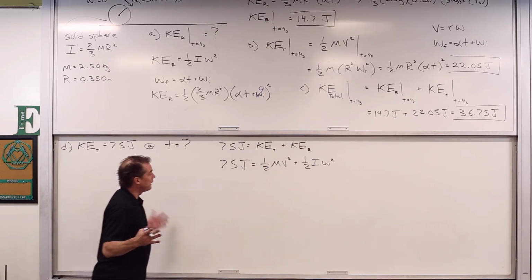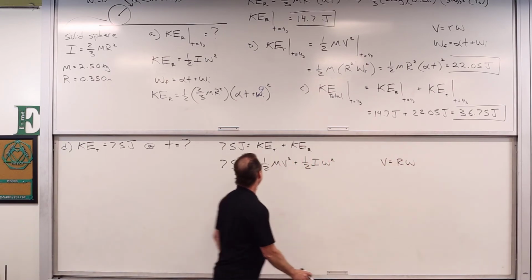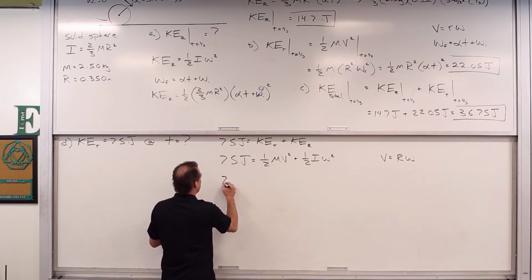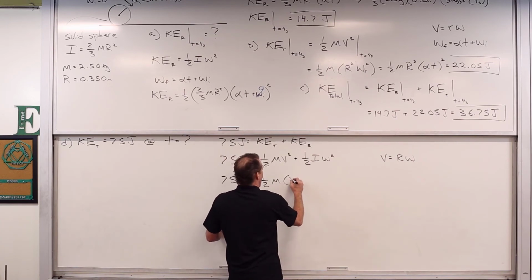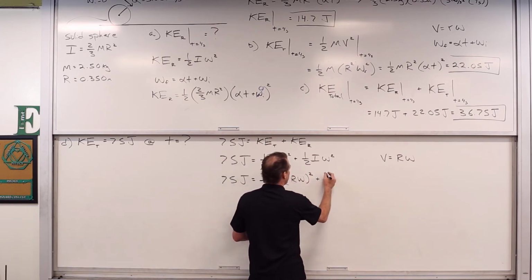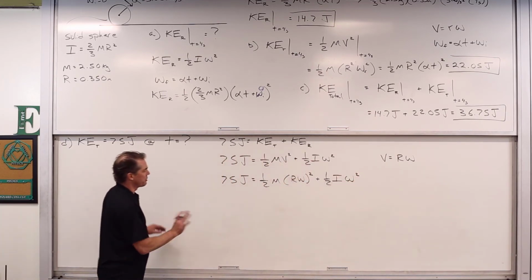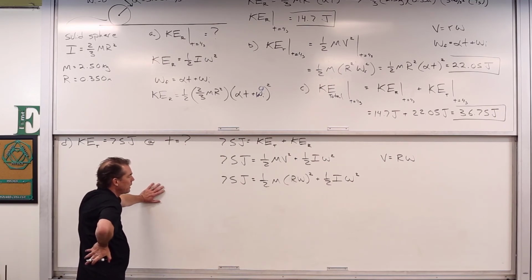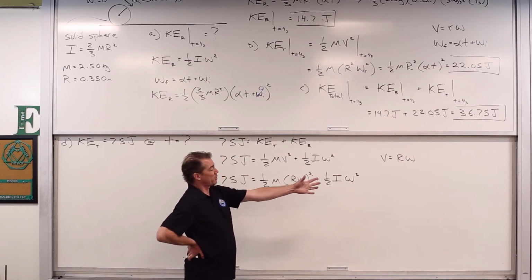And we can start opening some things up. We know that v is equal to R omega, so we can go ahead and put that in there. Let's write this out. 75 joules is equal to 1/2 m (R omega) quantity squared for the v squared, plus 1/2 I omega squared, just leaving I how it is for right now. And what we notice about this, they both have a nice common factor, that common factor being omega squared.